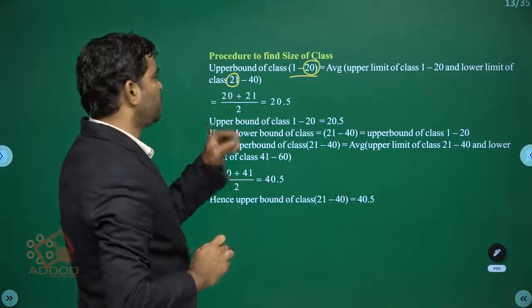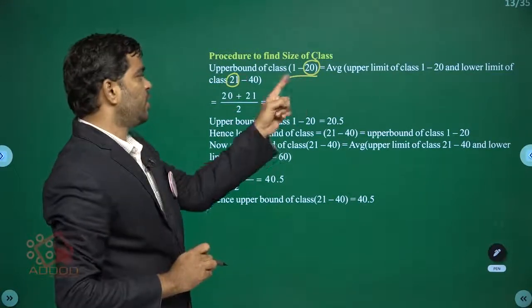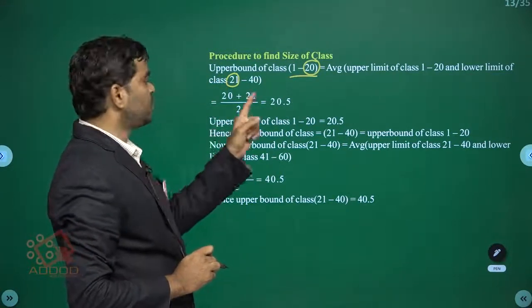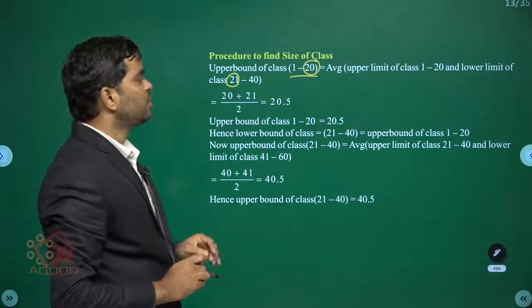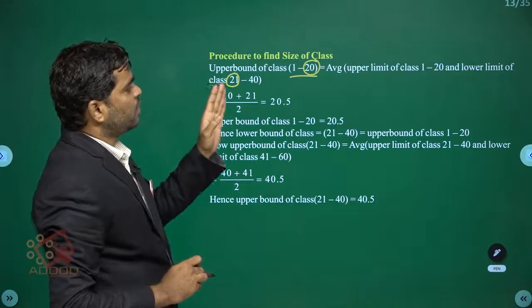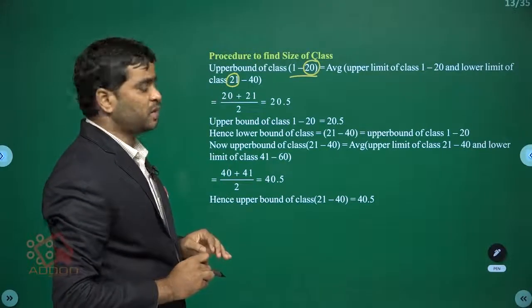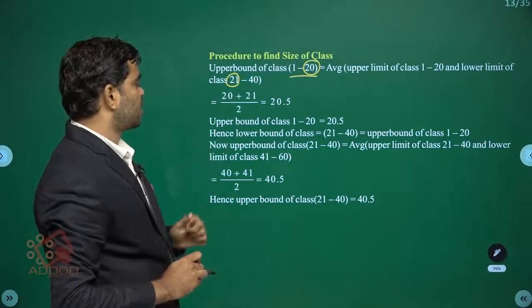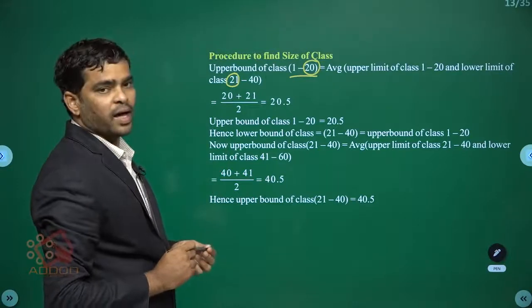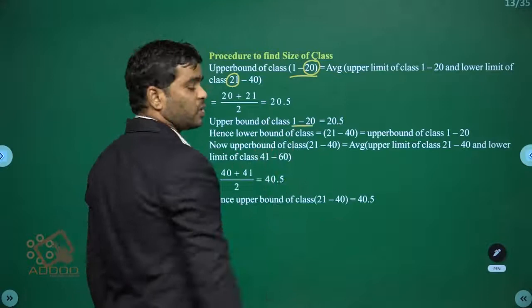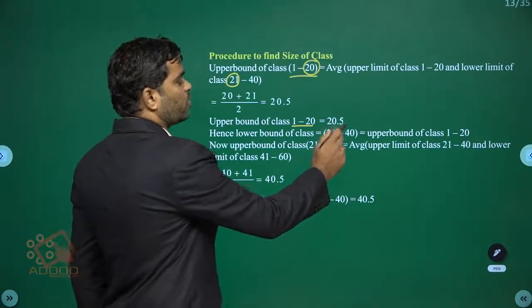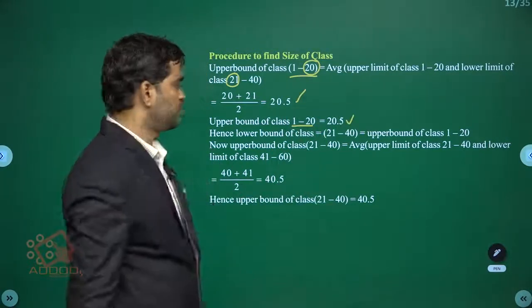So the average you find out: 20 plus 21 by 2, which is 41 by 2, 20.5. That is the average of the class intervals. Next, the upper bound of class 1 to 20. What is the upper bound of class 1 to 20? Which is 20.5, which we found.